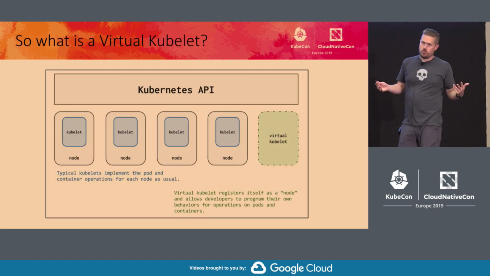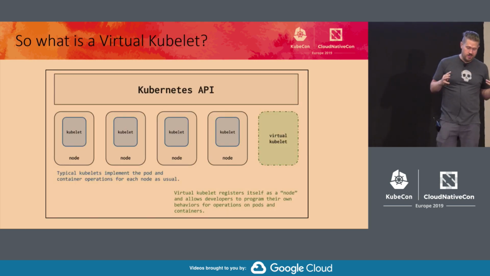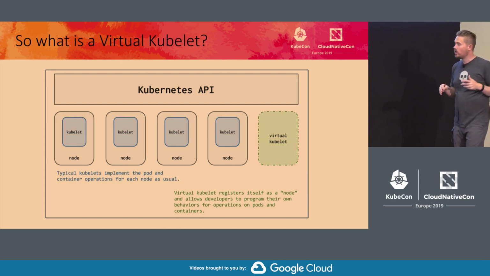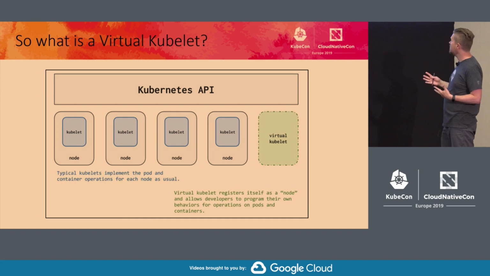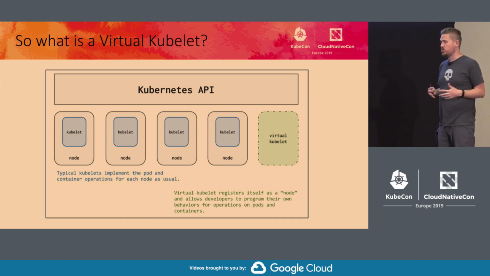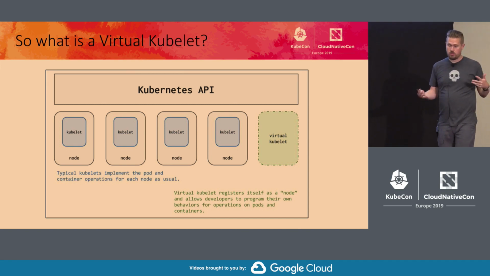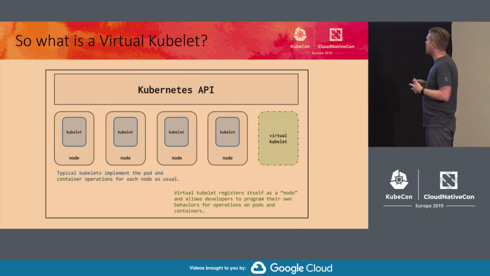So what is a virtual kubelet? A virtual kubelet, you can think of it as a controller that acts as a virtual node. There is no physical node backing it, but it appears as a node to Kubernetes. It'll have all the things associated with that, like resources that are available, memory, CPU, and you can use it to schedule pods.